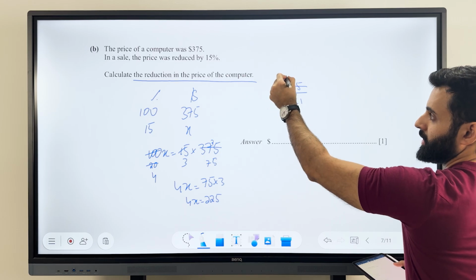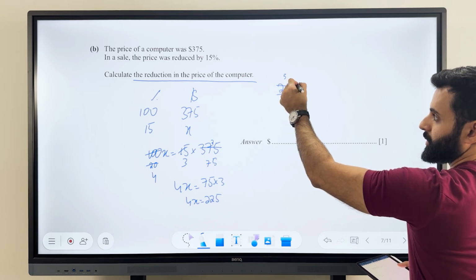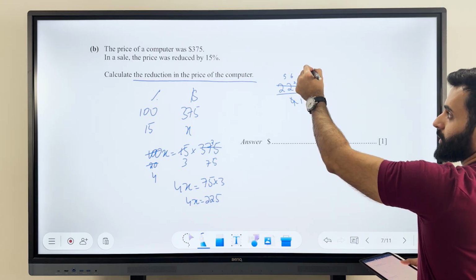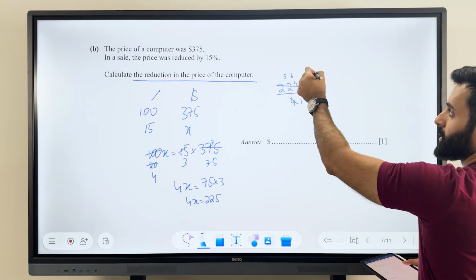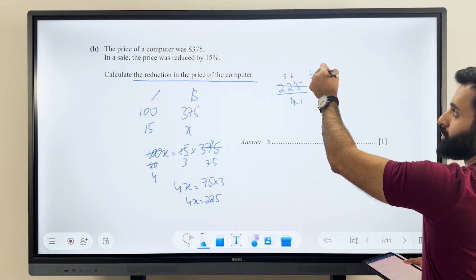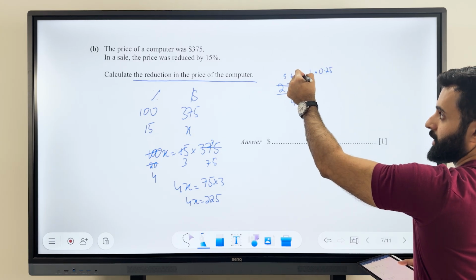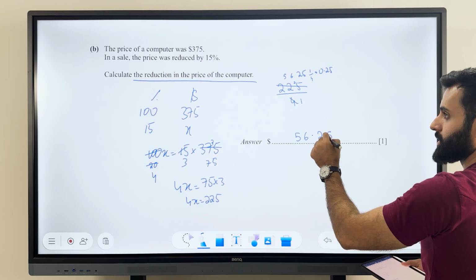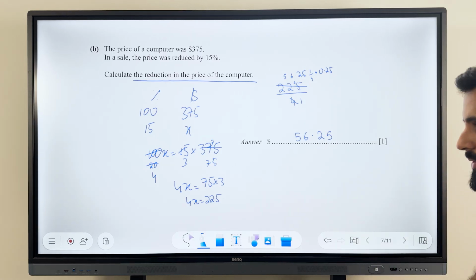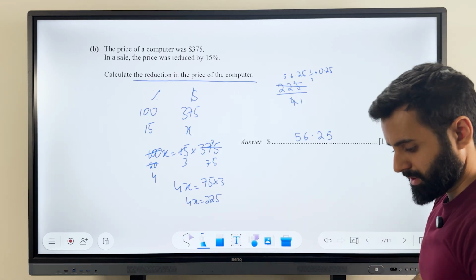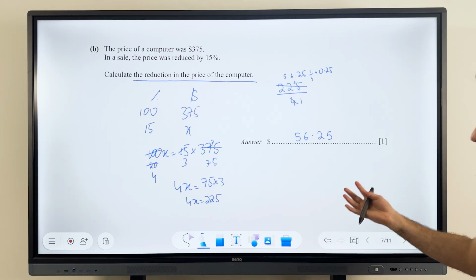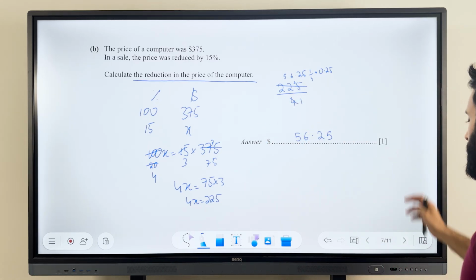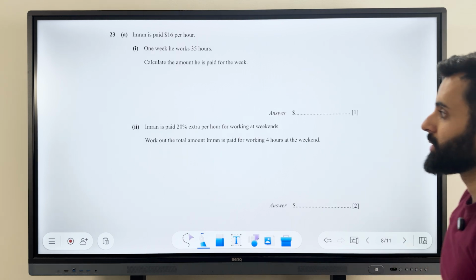That means x is equal to 225 divided by 4. So 4 ones are 4, 4 fives are 20, 2 carry, 4 6s are 24. What are we left with? We're left with 1. And what's 1 upon 4? 1 upon 4 is basically 0.25. So that means 56.25 is basically the reduction in the price of the computer. Okay, so once again, don't freak out just because you don't have a calculator. Remember, there's always a way out, and this is basically the way out. Do it the way that you're comfortable.